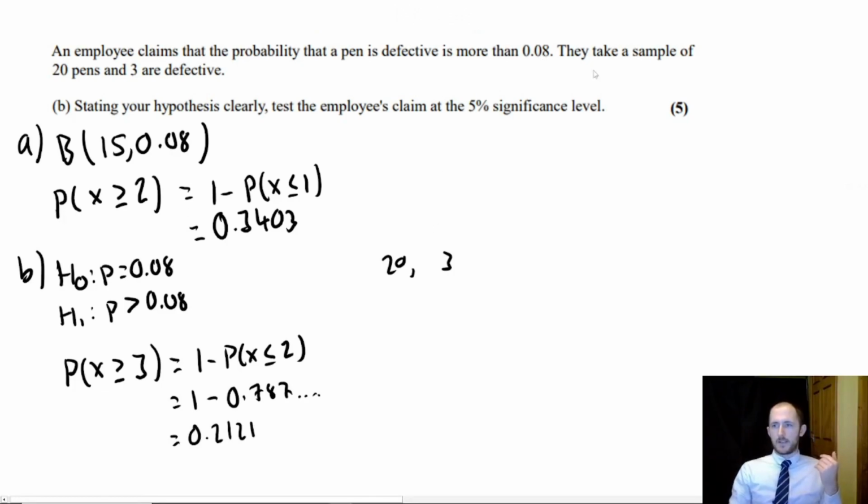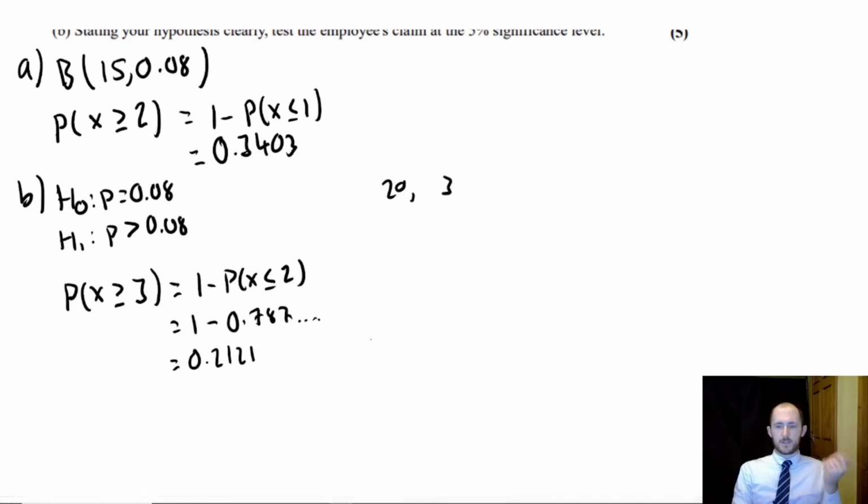And we're looking at a 5% significance level. So this is the same as 21.21%, which is way bigger than 5%. What that means is we do not have enough evidence. There's a 1 in 5 chance that this probability is completely fine. So, yeah.